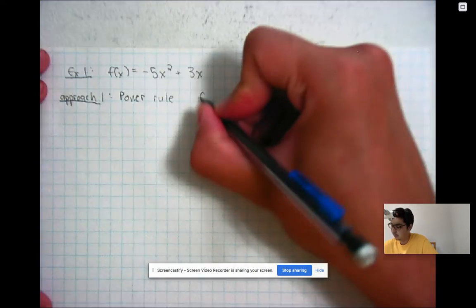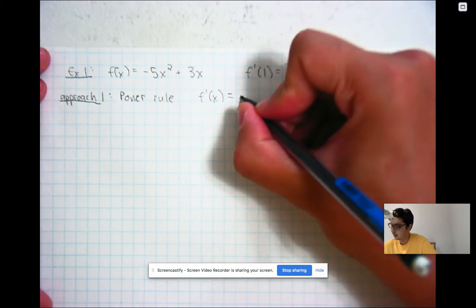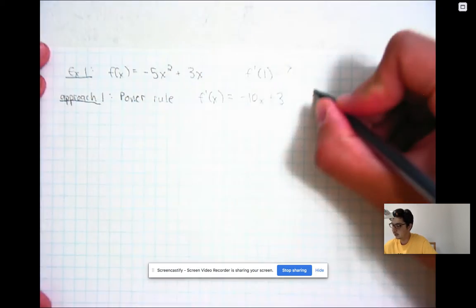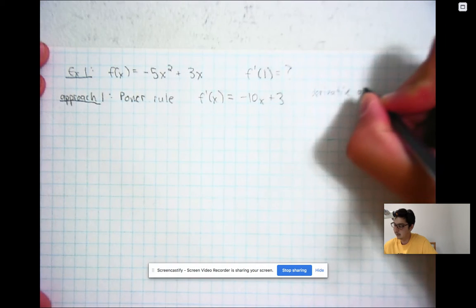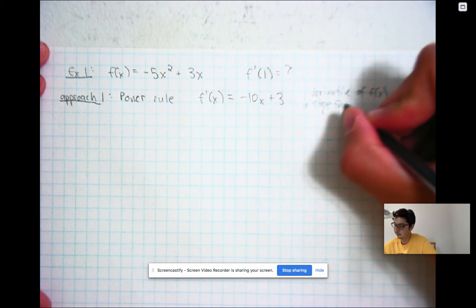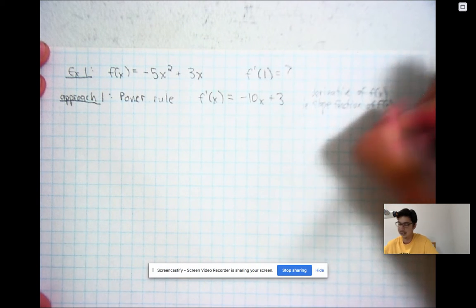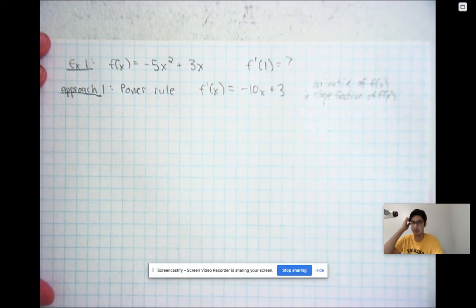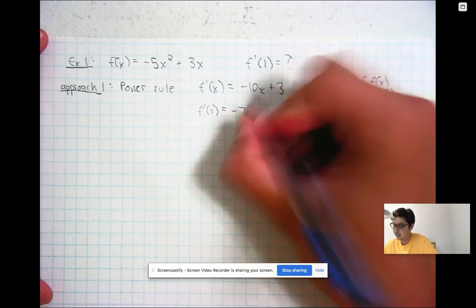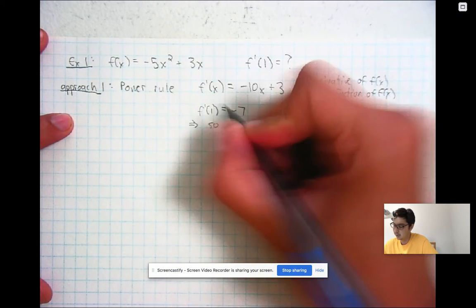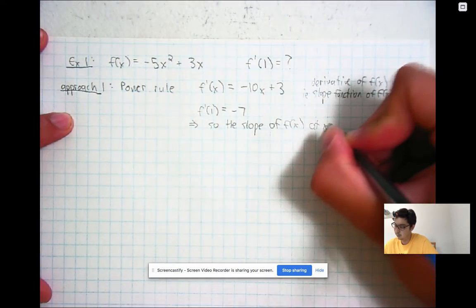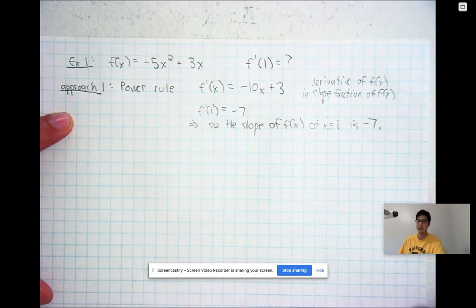So then we can do f prime of x, the derivative of f of x, will be negative 10x plus 3. Again, that's the derivative of f of x, or you can think about it as the slope function of f of x. Saying the same thing, but I want you to understand what that word derivative means. So if we want to find f prime of 1, we plug in 1 and we just get negative 7. So what that's saying is the slope of f of x at x equals 1 is negative 7. And just like that, we got the answer.